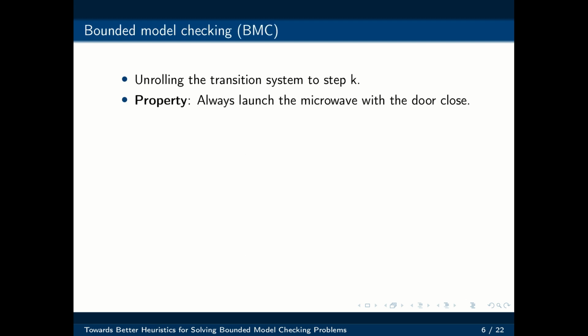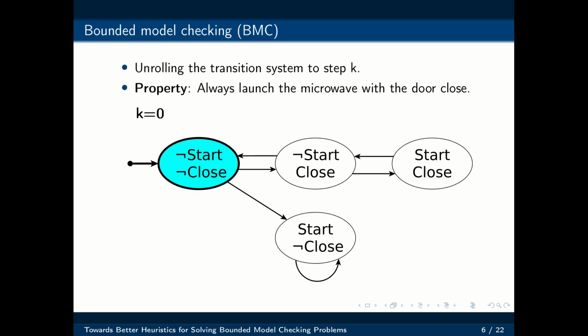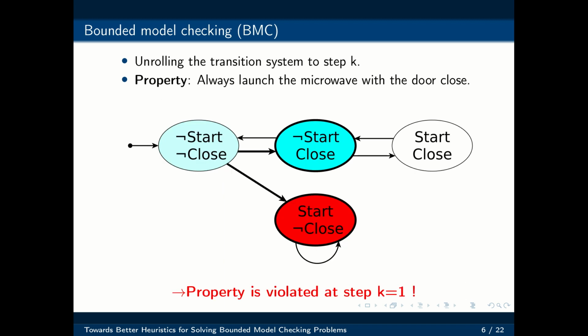Instead of enrolling all the transitions, we can limit ourselves to the states reachable in at most k transitions. For the same property we want to verify, which is always launching the microwave with the door closed, at k equal to 0, the only reachable state is the initial state. At k equal to 1, we can reach up to 2 states, including the state that violates the property. So this bound k that we fix will check if the property is verified on the first k transitions only. If no state violates the property, the bound is increased and the process is repeated until reaching the termination case.